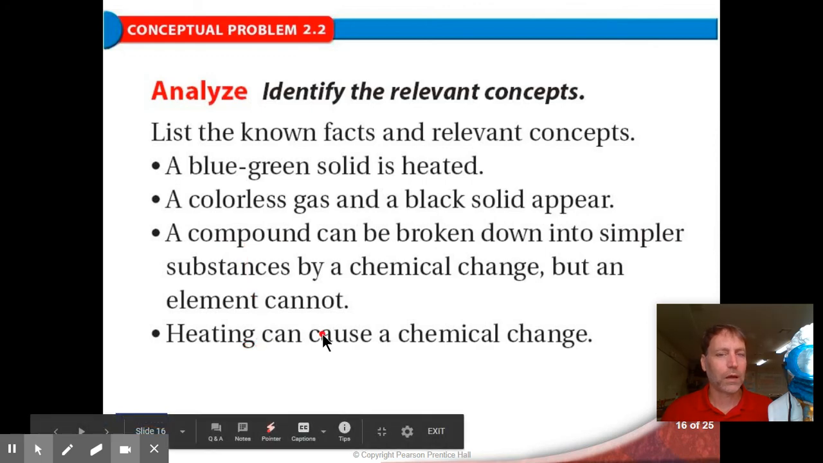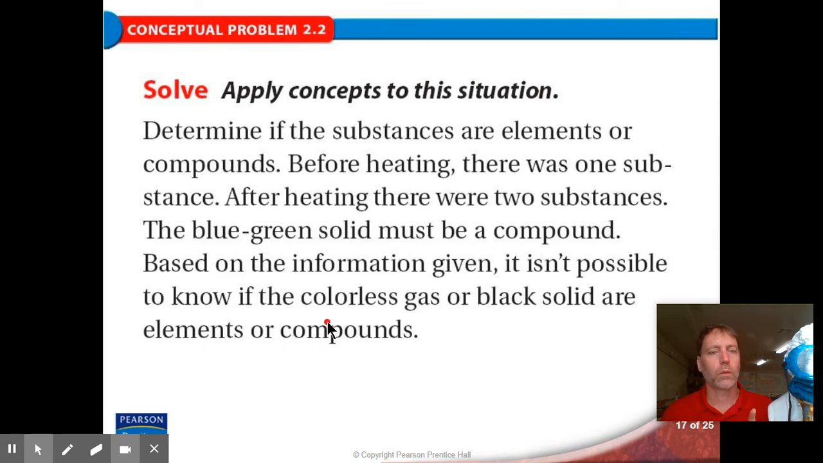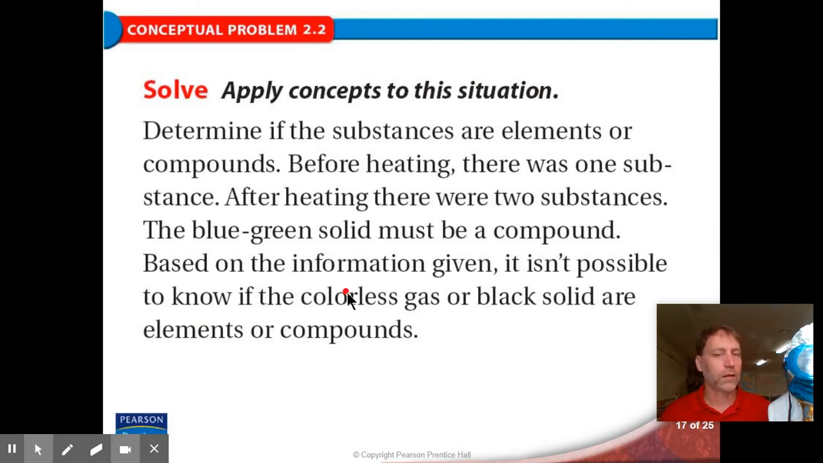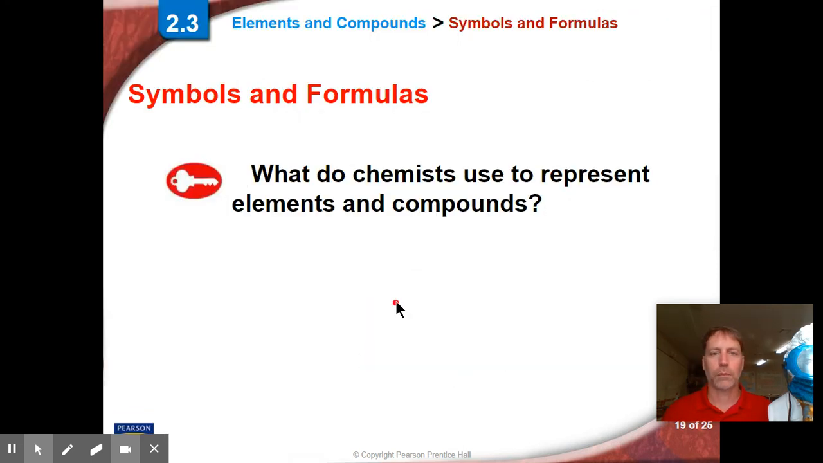Heating caused that chemical change. But we don't know for sure what the black solid is. Is that a compound, or is it an element? We don't know. We'd have to do further testing. We'd have to see if we can continue heating up the black solid. Does it continue to change as we heat it? The same with the gas. So we can say that the blue-green substance is a compound, but we can't say if the colorless gas or the black solid are clearly elements.